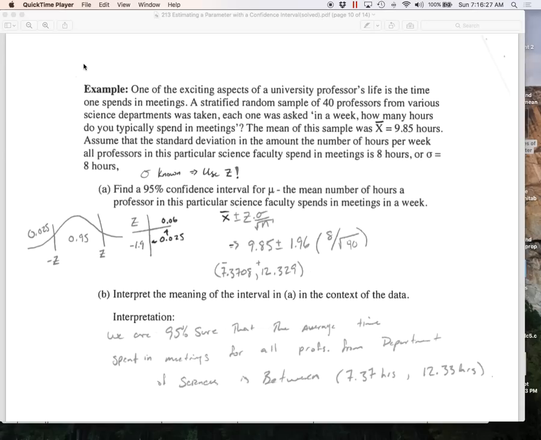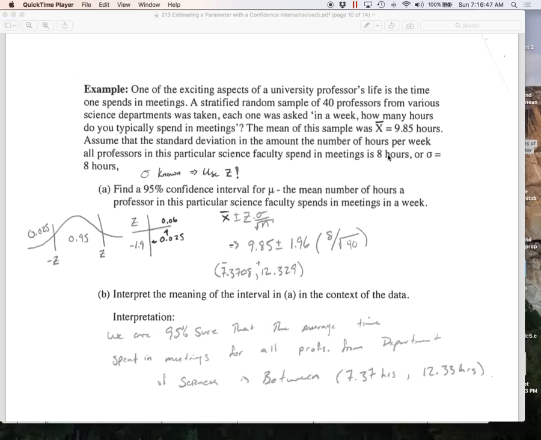Let's do some examples then of trying to find confidence intervals for means. Okay, so if you read through the statement here, we're saying we're taking a sample size of 40. From the sample, we found the average. This is the sample average. Okay, and then here it's saying assume that the standard deviation was known.